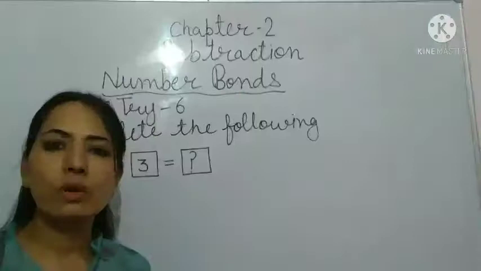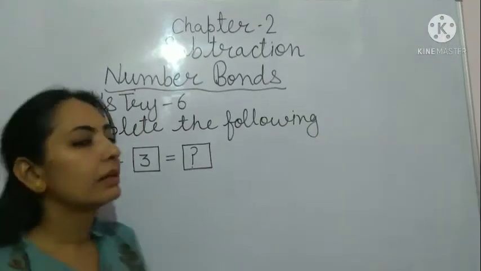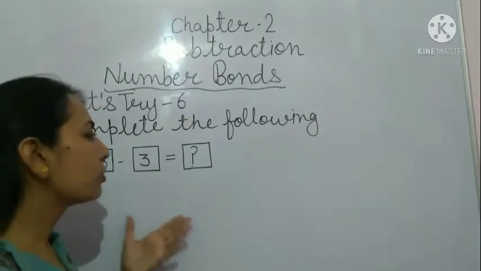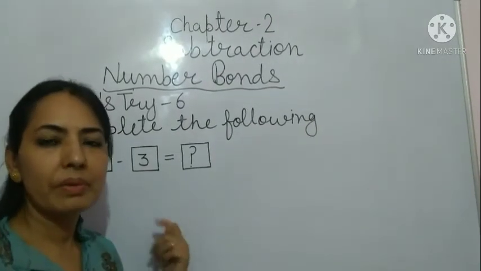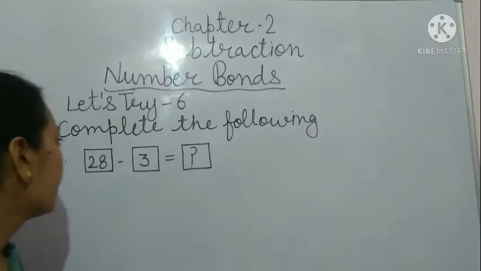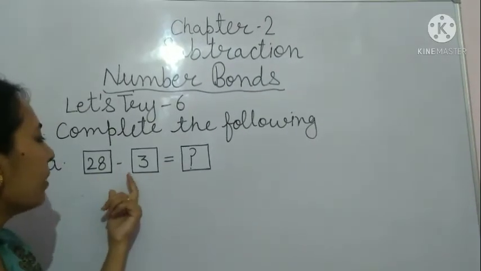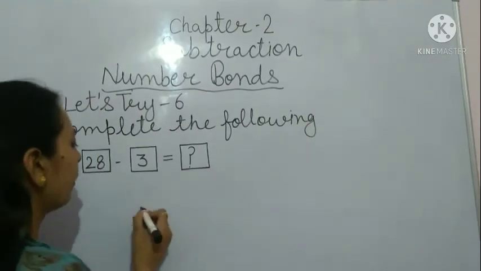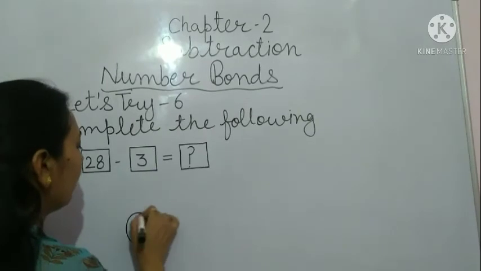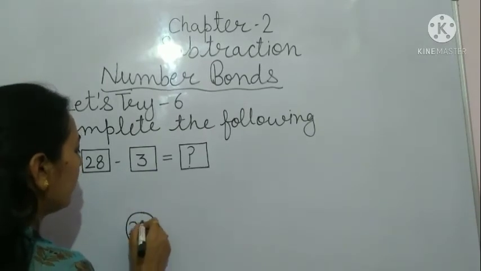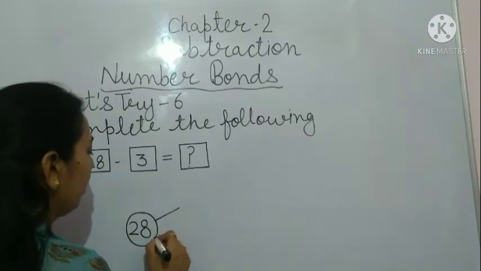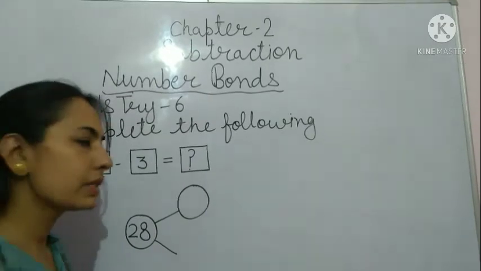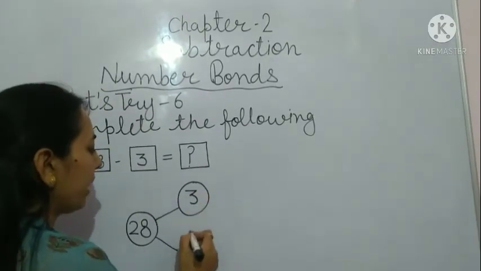Students, so now next we will solve our Let's Try 6. So Let's Try 6 is complete the following, and we are going to solve these sums of subtraction by using number bond. So we have number 28 and we have to minus 3 from 28. So first we will make a bond for the number. So we have a whole number, that is 28, and we have to make parts. So we know one part is 3, and we have to find another part.